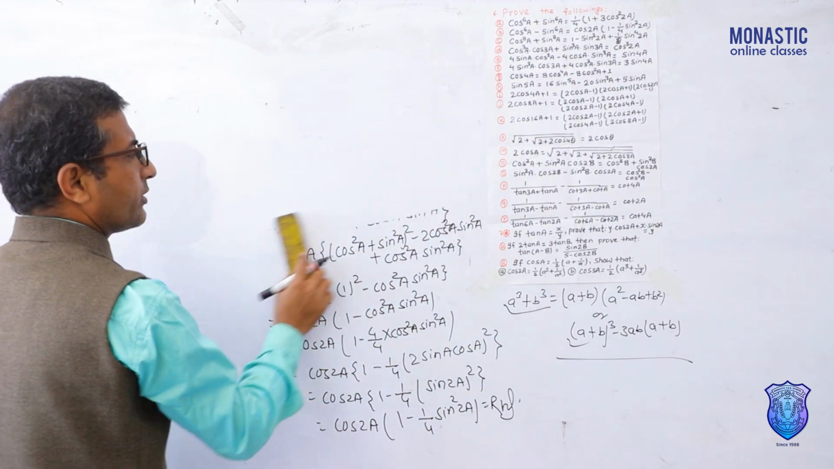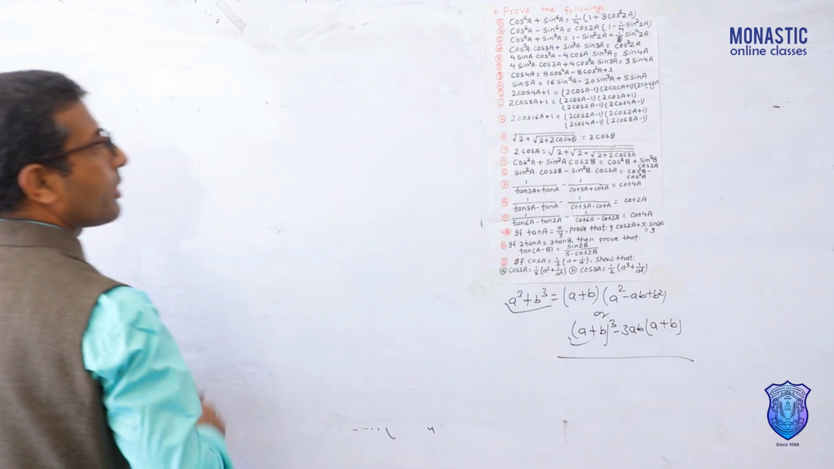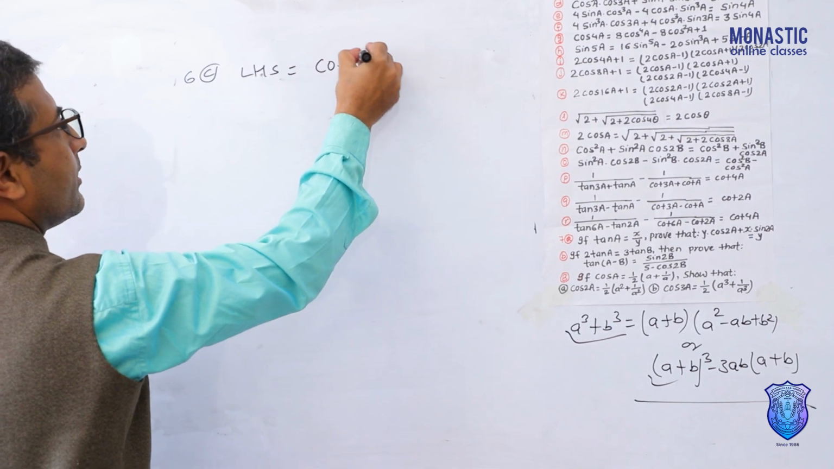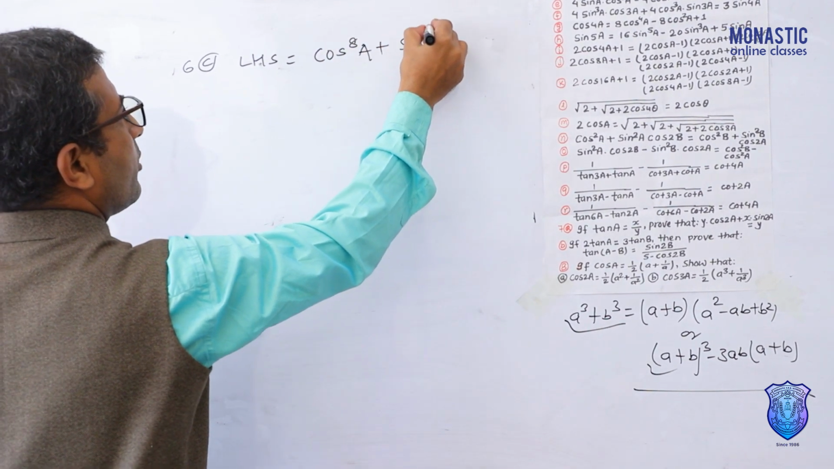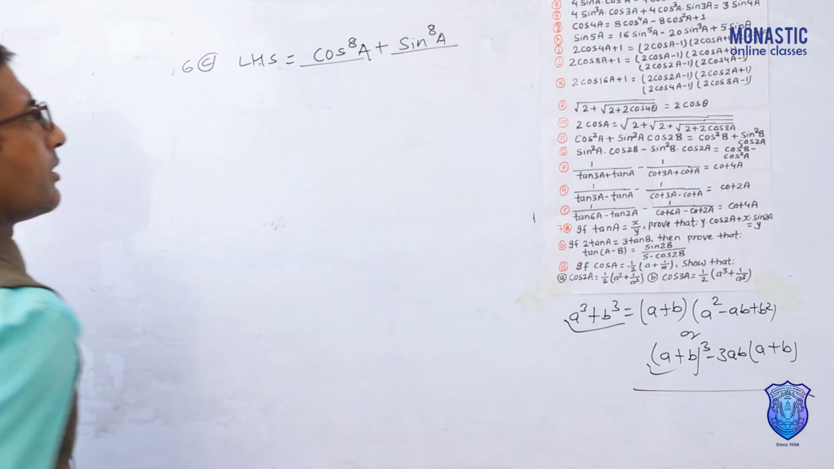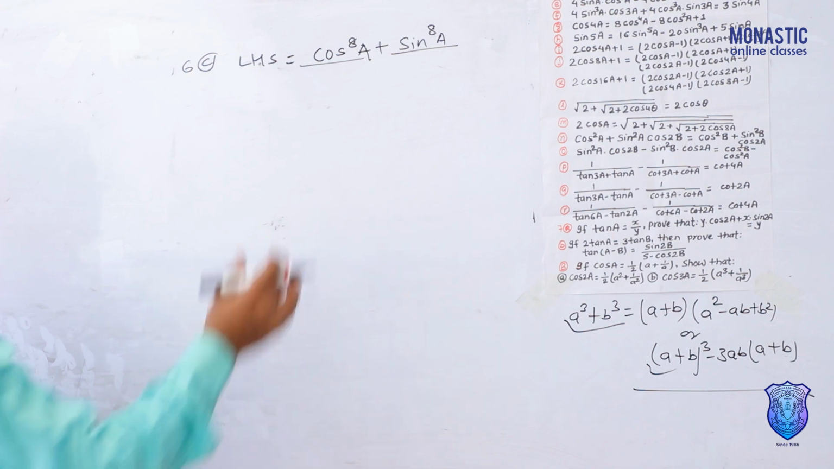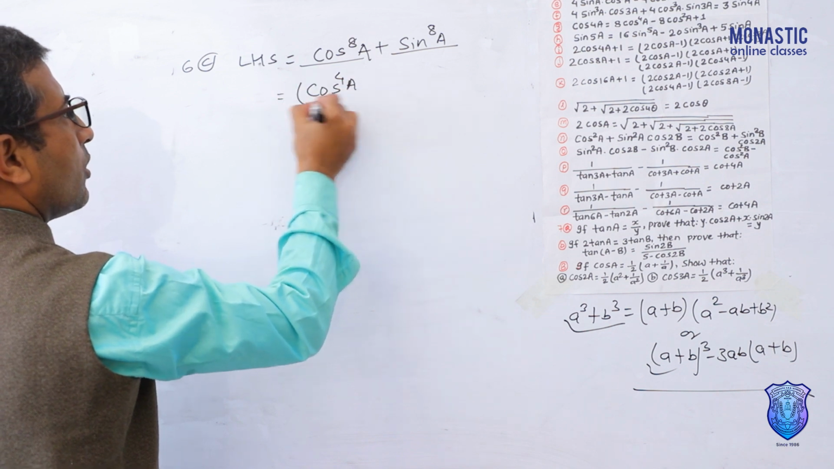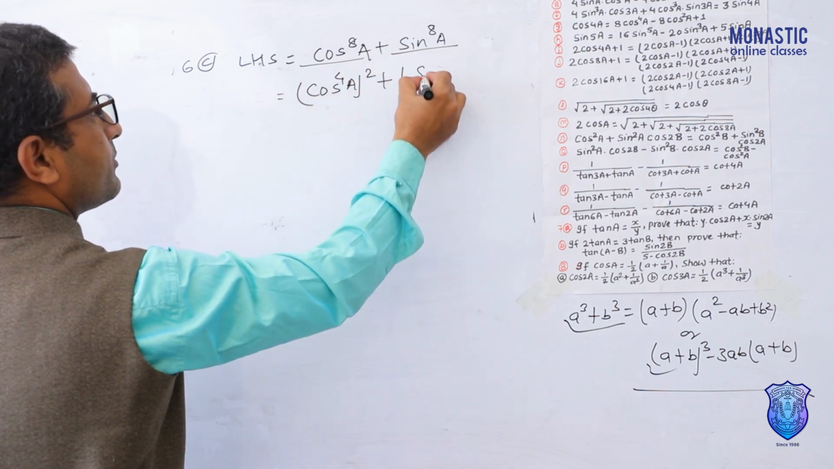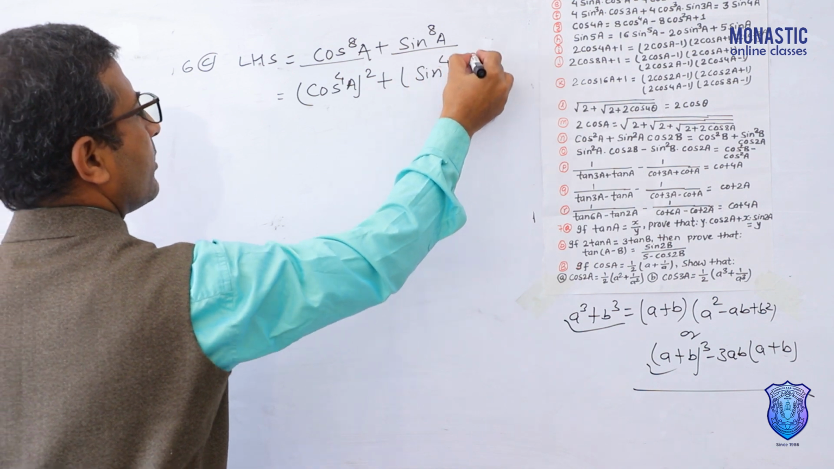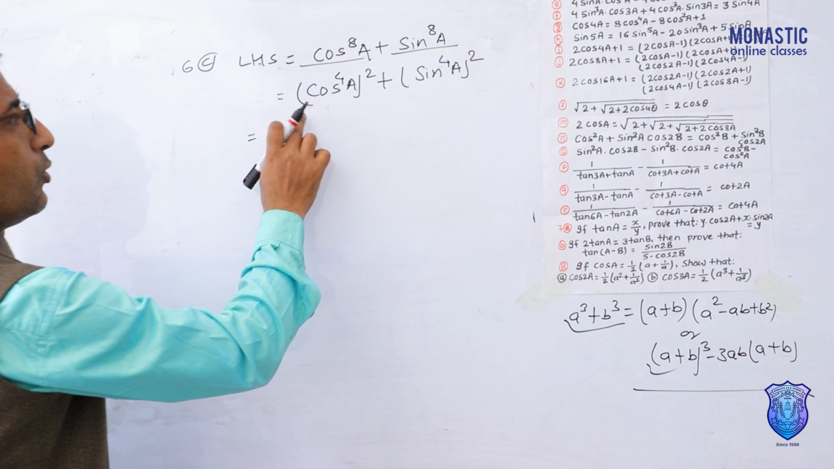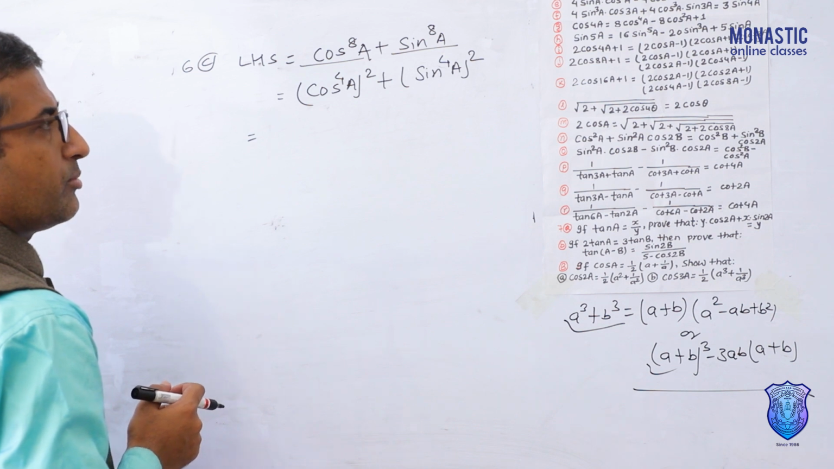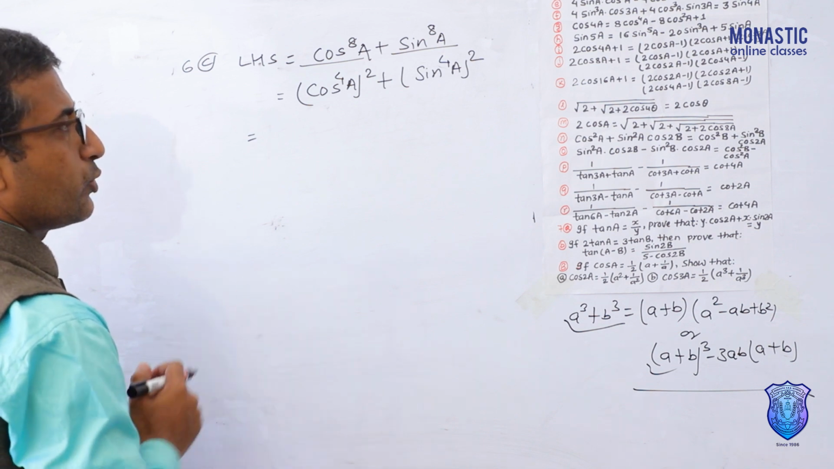Now in question number 6c, cos to the power 8a plus sin to the power 8a. That's in the form of a square plus b square. We can write this as cos to the power 4a whole square plus sine to the power 4a whole square. Which formula now we have to use for a square plus b square? Either a plus b whole square minus 2ab or a minus b whole square plus 2ab.